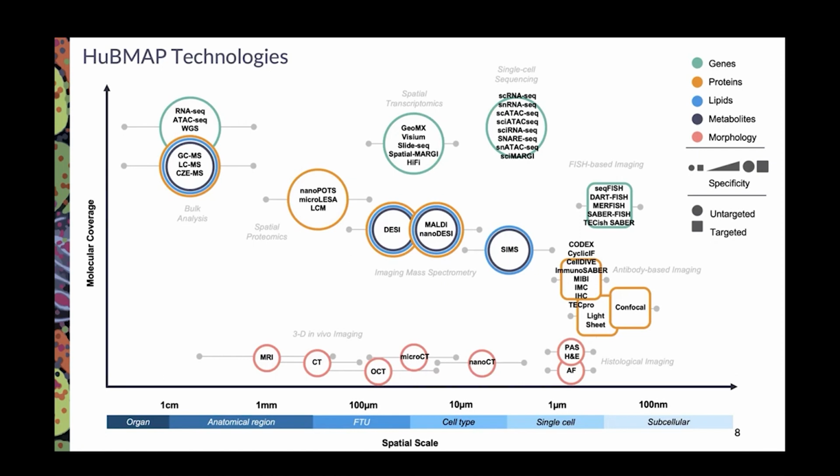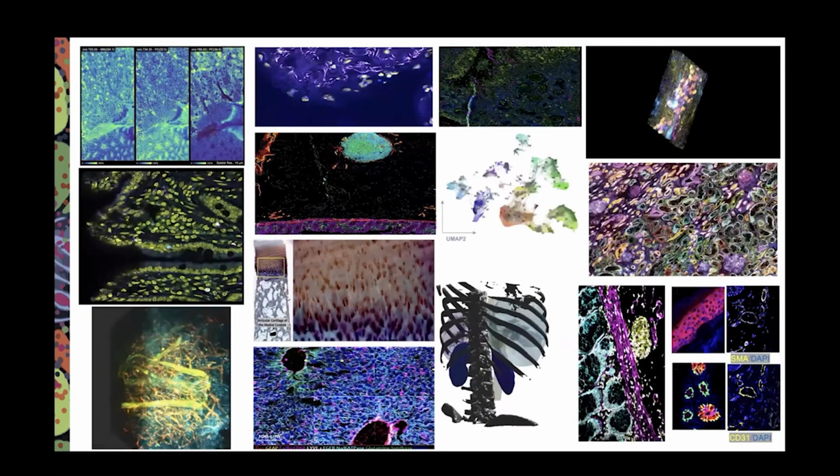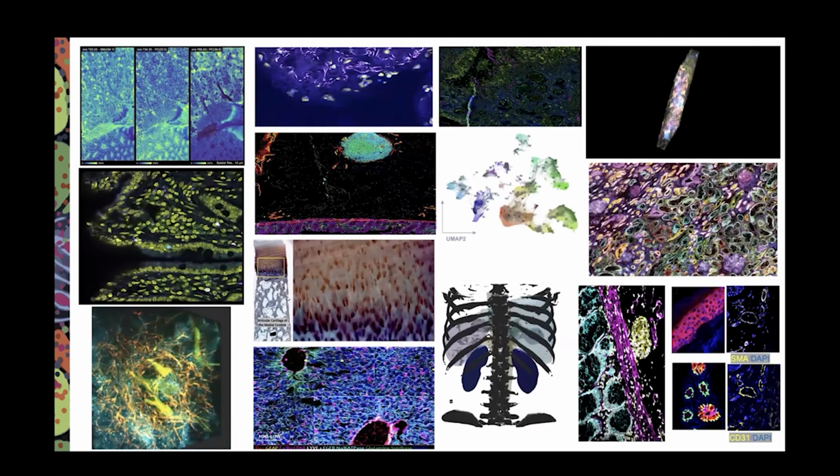So again, a wide range of analytical capabilities, which is a big opportunity for integration of data across scales, both in terms of spatial scale and molecular classes. But it also does introduce some challenges, and the HIVE has done a really good job of building the tools necessary to bring all these different data types into the fold. And so this is a lot to take in.